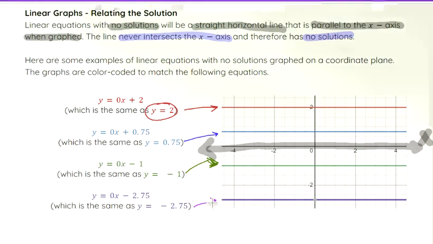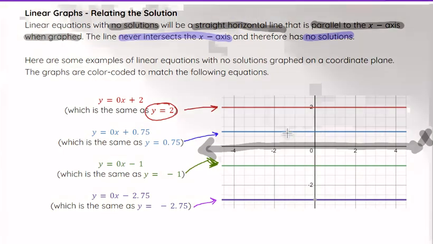And then same thing with the purple one as well. So anytime we have y equals just a constant, that is going to be a horizontal line, which will then have no solutions because it is a horizontal line that is not crossing the x-axis ever.